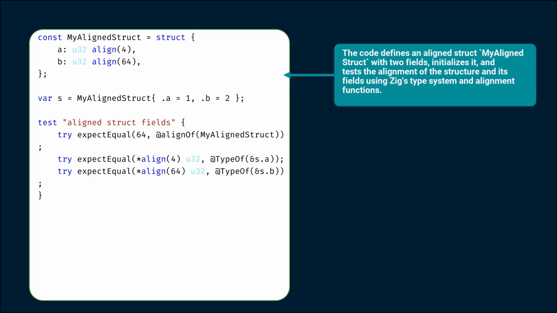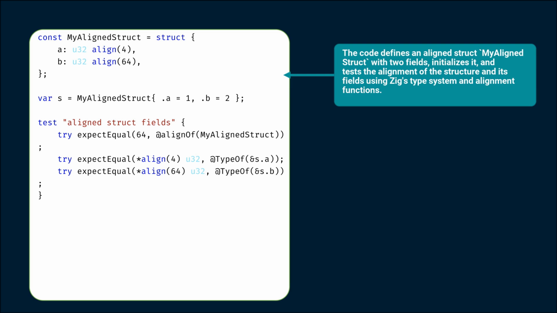Next, we create an instance of myAlignedStruct, initializing its fields with specific values. To test our alignment setup, we run assertions that verify the alignment characteristics of the structure and its fields. We check that myAlignedStruct itself has an overall alignment of 64 bytes, reflecting the alignment of its highest aligned field. Additionally, we verify that the types of the individual fields, A and B, conform to their specified alignments.